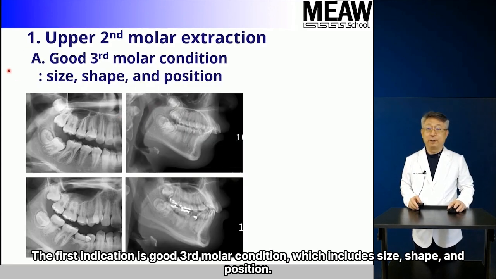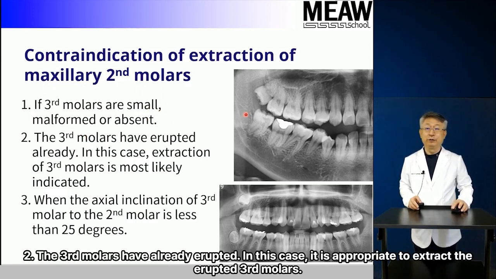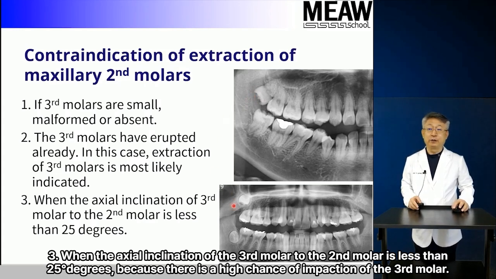The first indication is good third molar condition, which includes size, shape, and position. The contraindications are: 1. The third molars are small, malformed, or absent. 2. The third molars have already erupted. In this case, it is appropriate to extract the erupted third molars. 3. When the axial inclination of the third molar to the second molar is less than 25 degrees, because there is a high chance of impaction of the third molar.